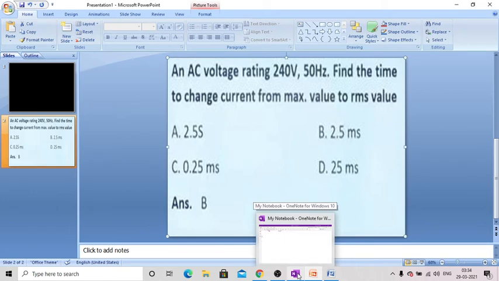Now see how this question is solved. AC voltage is given. You know that 240 volt, frequency is given 50 hertz. I want to calculate the time to change current from maximum value to RMS value.